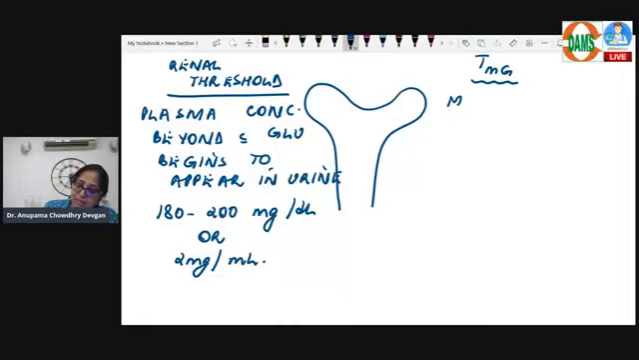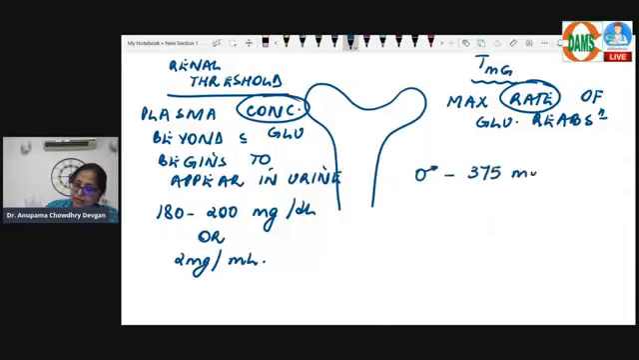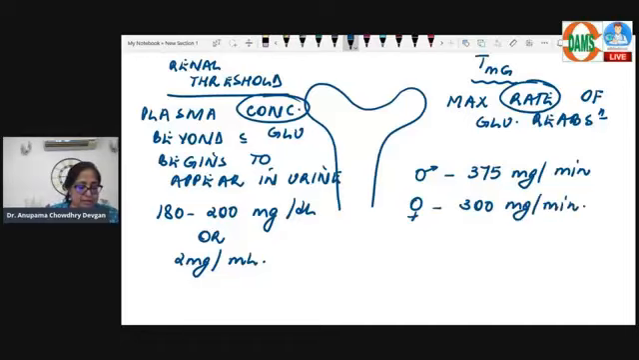TMG is a maximum rate of glucose reabsorption. Wherever carriers are involved, there is going to be a maximum rate. Renal threshold is a concentration, TMG is a rate. Renal threshold is per unit volume. TMG will be per unit time. TMG in case of males is 375 milligrams per minute. In the case of females, this is 300 milligrams per minute.